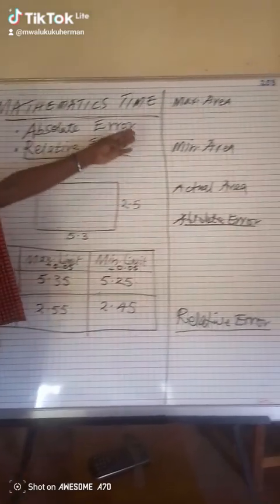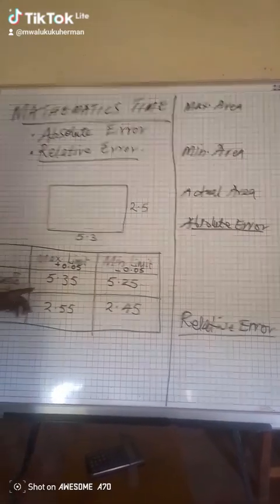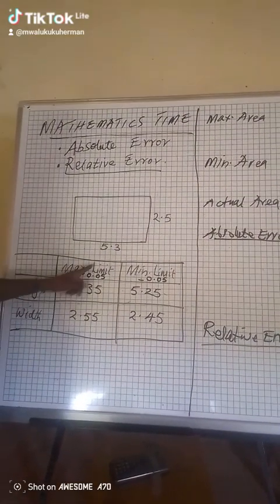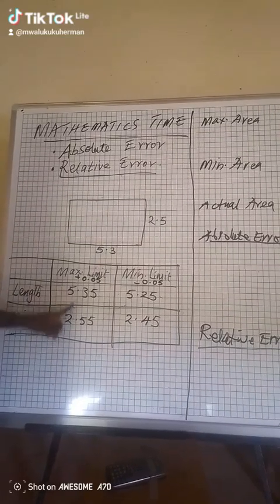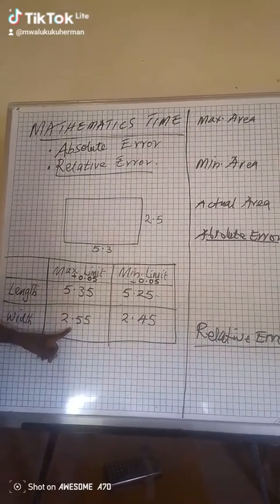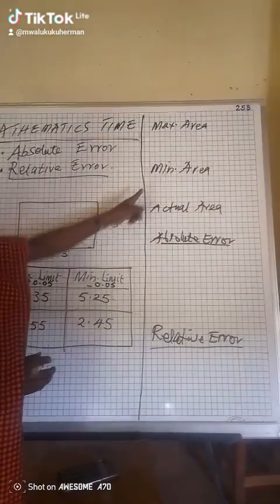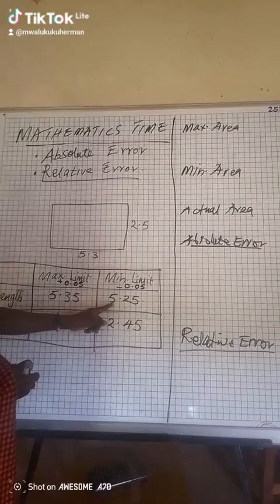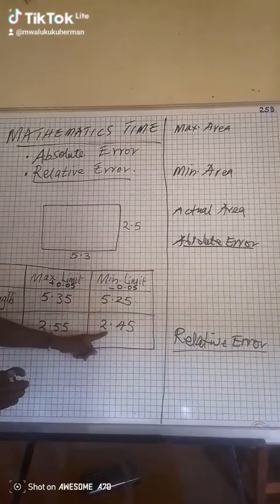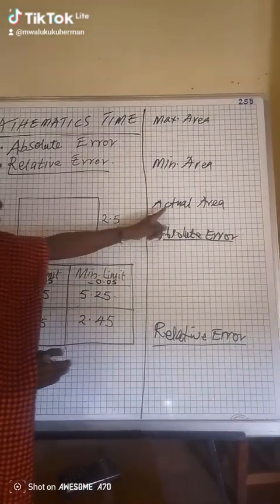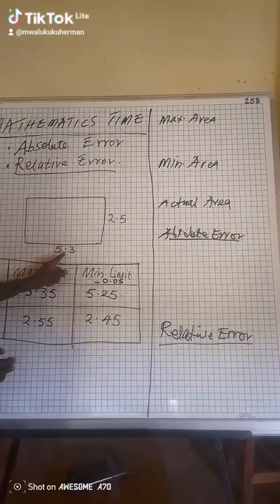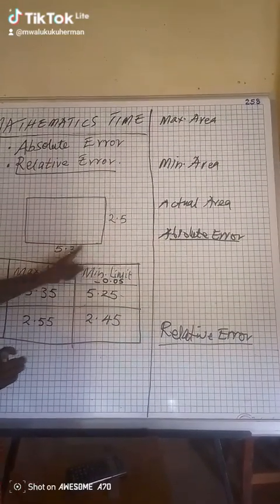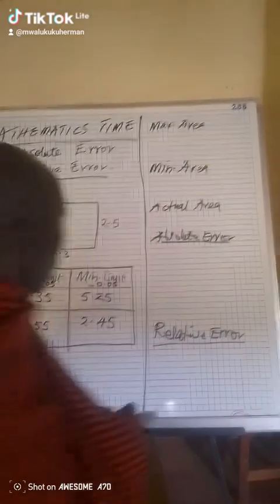So now we're going to find the maximum area using the maximum limit, length multiplied by width. And then we get the minimum area using the minimum limit, length times width. And we are also going to get the actual area using the values that were given, length times width. So let's get the maximum.